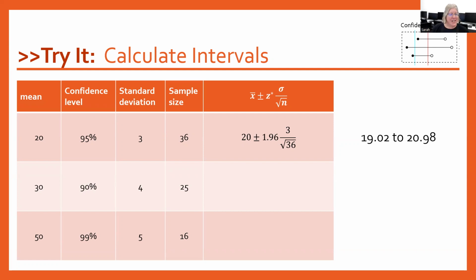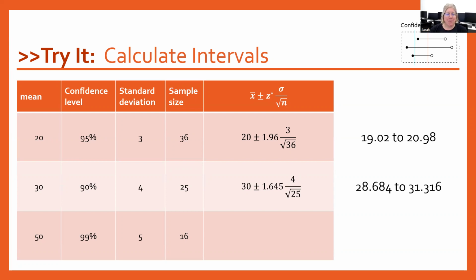All right, so this next one, we're going to start with 30. And then we have to replace that 90% with its equivalent z-score. So I have 30 plus or minus 1.645, and then times that standard deviation from our sampling distribution. So 4 over the square root of 25. And that gives me 28.684 to 31.316. So that would be my range of values that I think my true population mean is somewhere in there.